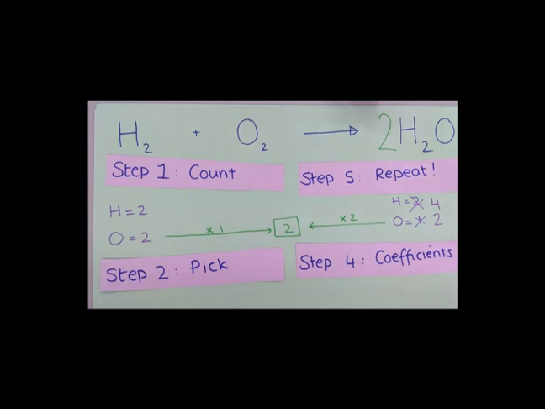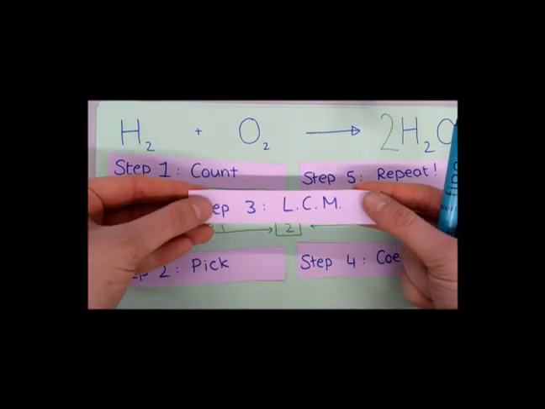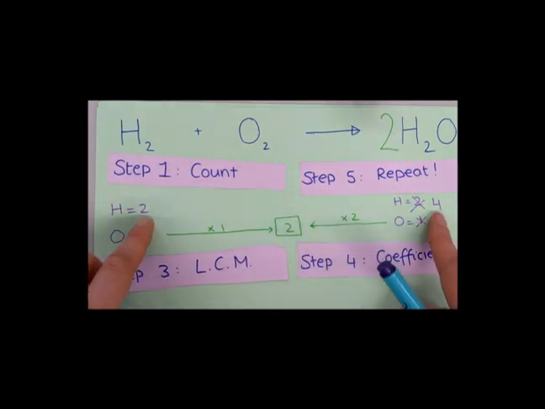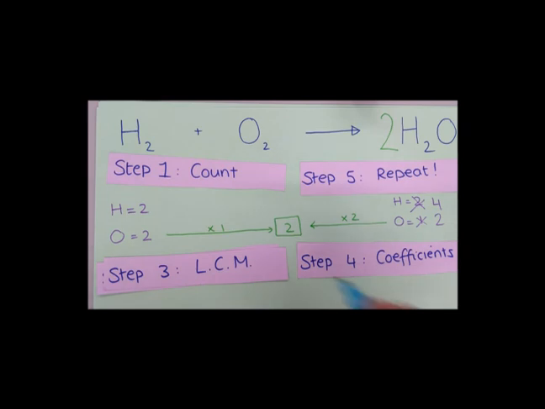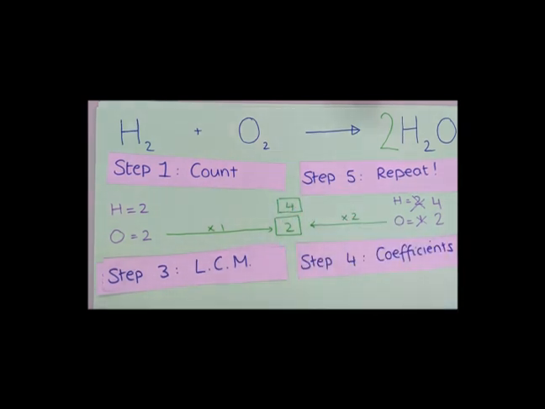So, second step, figure out what needs fixing. My oxygen is now fixed, but now my hydrogen needs fixing. My third step, hidden down here, lowest common multiple. So I need a number that 2 goes into and 4 goes into. So again, this one's quite straightforward. We're aiming for 4. Fourth step, work out what coefficients I need to use to make the magic happen.